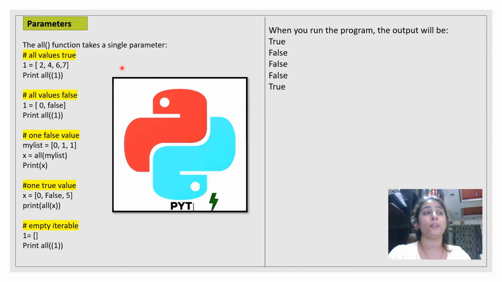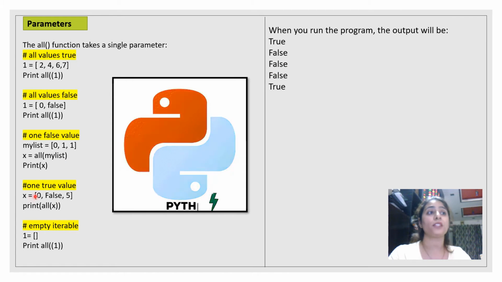See what parameters are there. Here it takes only a single parameter. All values true, that I just told you in the truth table right now. So if we print it, the answer would be true here. If all values false, then what would be the answer? False here. Clear? You can see here the values that have been passed. If one false value, here is 0, 0 means false, 1 means true. So what will happen? It will execute the list variable, and it will give the answer false here.